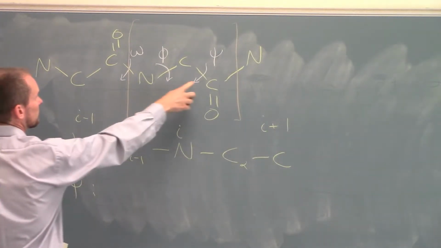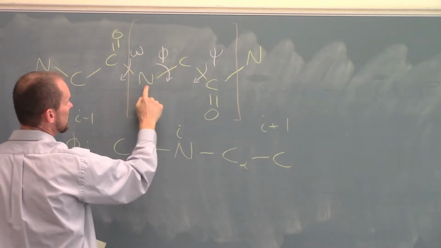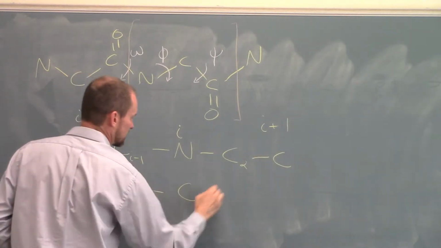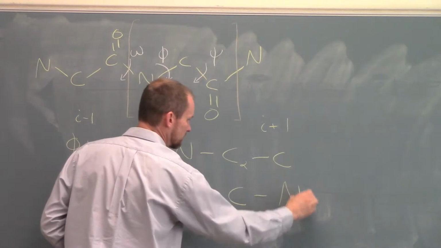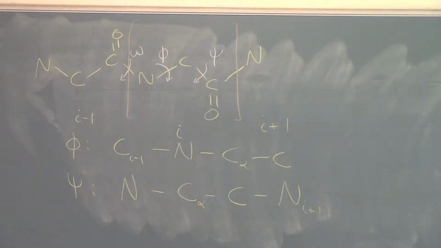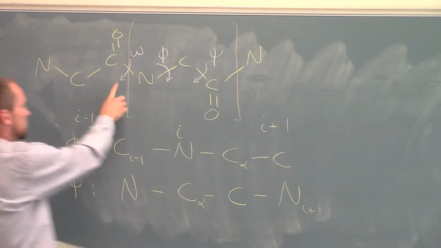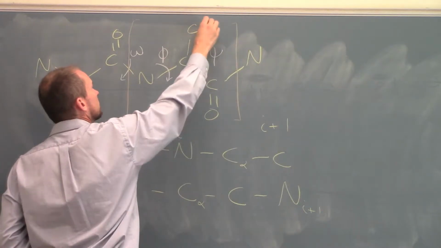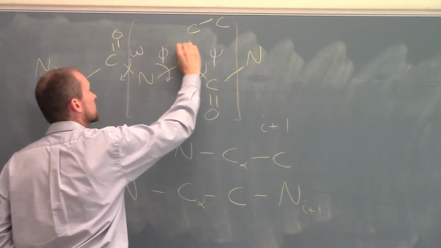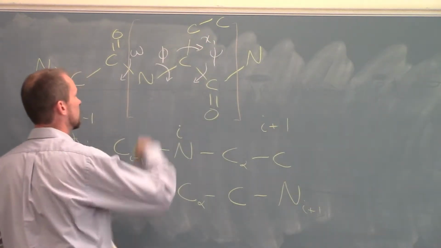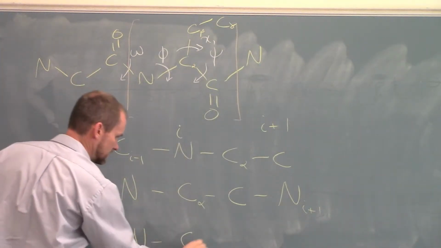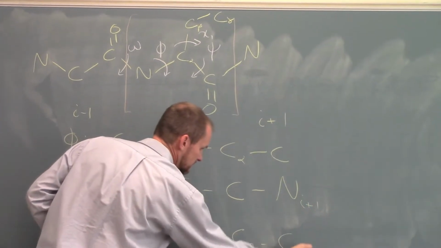For psi, we'll just shift that register down, so it'll be N, C alpha, C from the carbonyl, and N for residue I plus 1. I'm not going to write omega because I can't remember if omega goes before or after. I can't remember which is the convention. I'll write chi 1. That's the angle coming off the side chain. And so we'll have N, C alpha, C beta, C gamma.